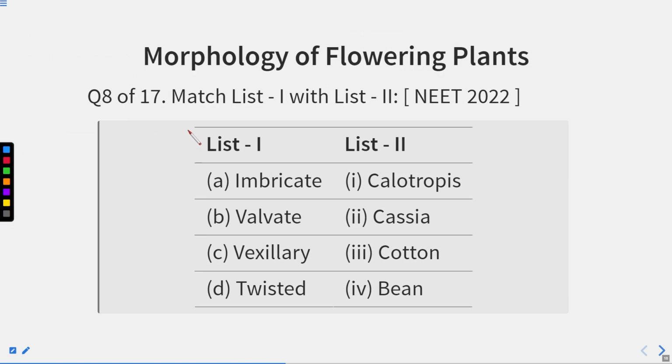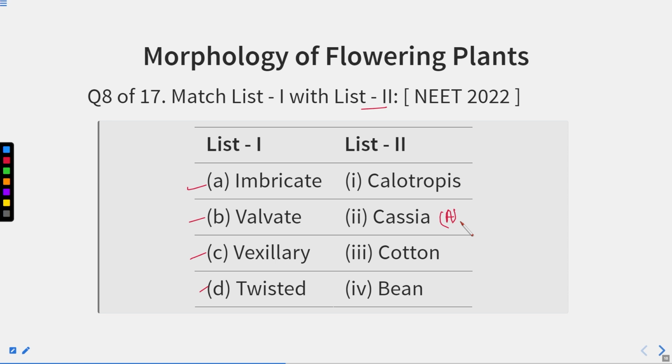The next question is match list 1 with list 2. Here a list is given to you: imbricate, valvate, vexillary and twisted. This we have already studied. They are talking about the estivation. The options in list 2 are Calotropis, cassia, cotton and bean. So what should be the answer here? Imbricate estivation is seen in cassia.